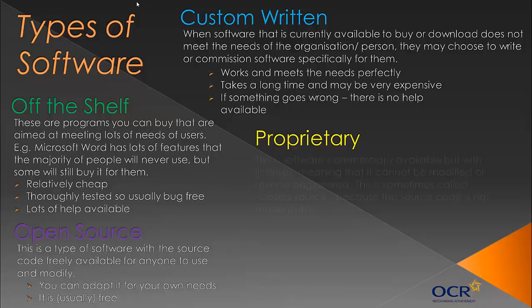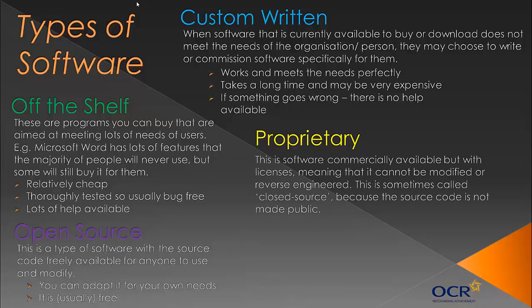And finally, proprietary software is software that's commercially available but with licenses. So unlike open source software, in fact they often call it closed source, but I'd write proprietary. So you usually have to pay for it, and the source code isn't available. It's often copyrighted, maybe even patented, depending on the circumstances, meaning that you can't modify it or reverse engineer it. Reverse engineering is when you get your final product and work backwards. So yeah, you can't edit it.